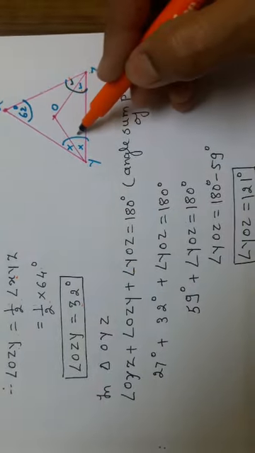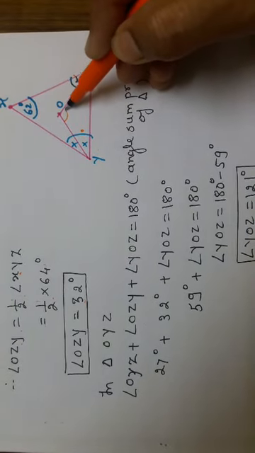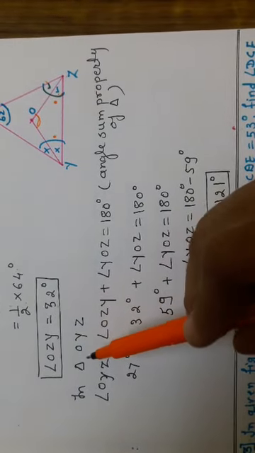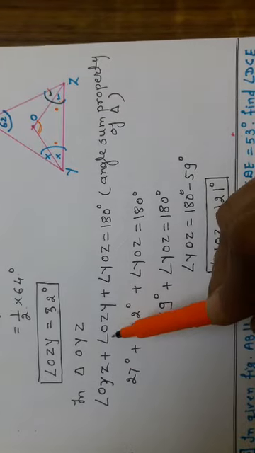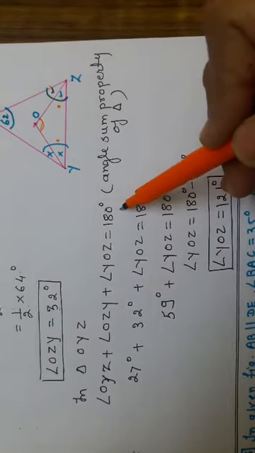Now this angle also I know, this also I know. So can we find this angle? Okay, that is by the angle sum property of the triangle. In the triangle OYZ, angle OYZ plus angle OZY plus angle YOZ is equal to 180 degrees.